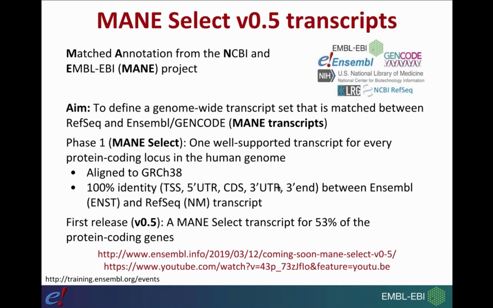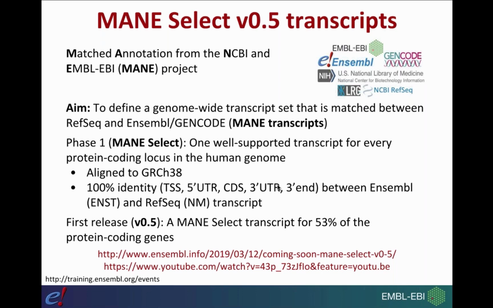In addition to these Gencode gene sets, we also incorporated the so-called MANE Select 0.5 transcripts. So MANE is a project which is a collaboration between NCBI and EMBL-EBI, and it stands for Matched Annotation from the NCBI and EMBL-EBI. The overall aim is to define a genome-wide transcript set that is matched between RefSeq and Ensembl Gencode, the so-called MANE transcripts.